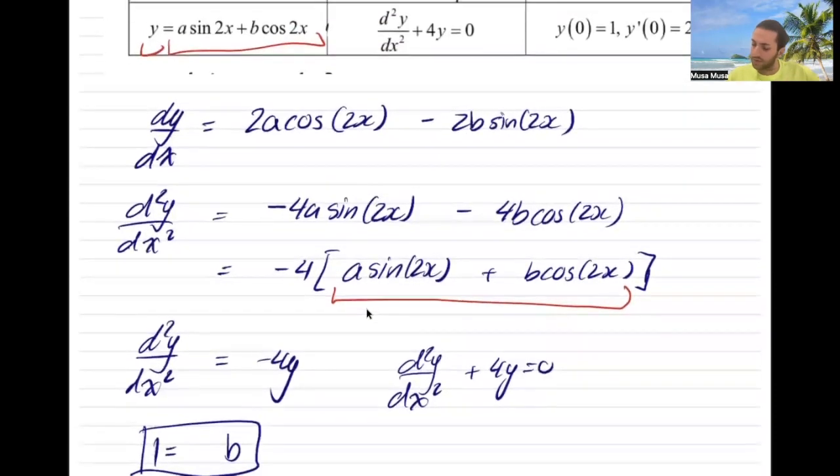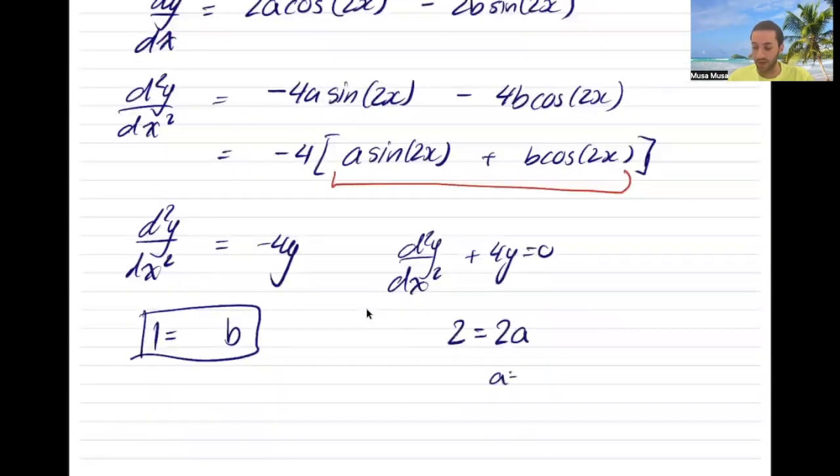Let's go to the first derivative. When you sub in 0, you get 2. So 2 equals 2a cos of 0, which is 1. And then minus 2b, but then the sine of 0 is 0, so that goes away. And therefore, we also get a equals 1. And now you can write it as a full thing. Yeah, very nice.